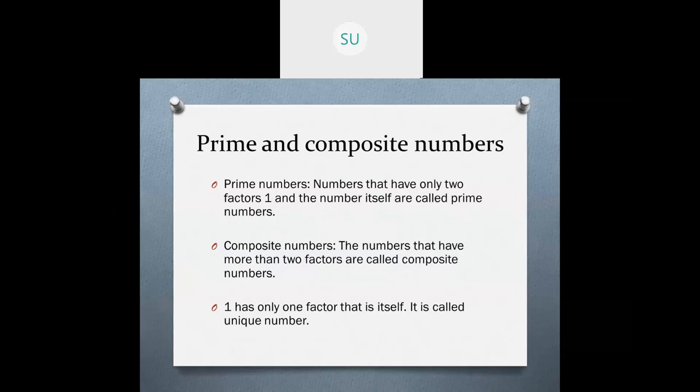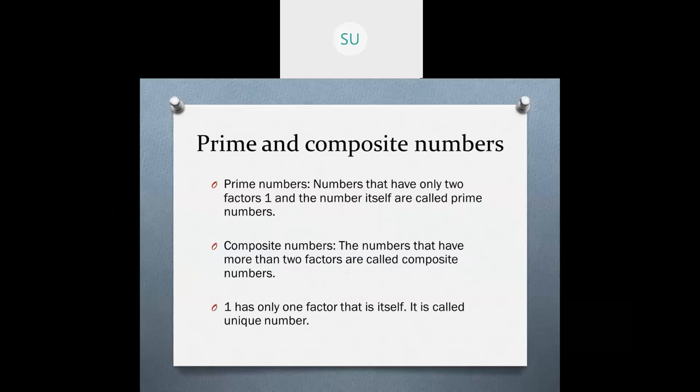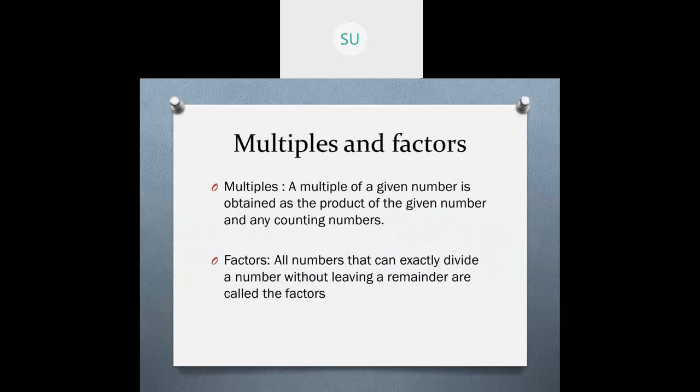Now 1 has only one factor, that is 1 itself, so it is called a unique number. It's neither a prime number nor a composite number. And the smallest prime number is 2, and 2 is also the only even prime number. So that is prime numbers and composite numbers.